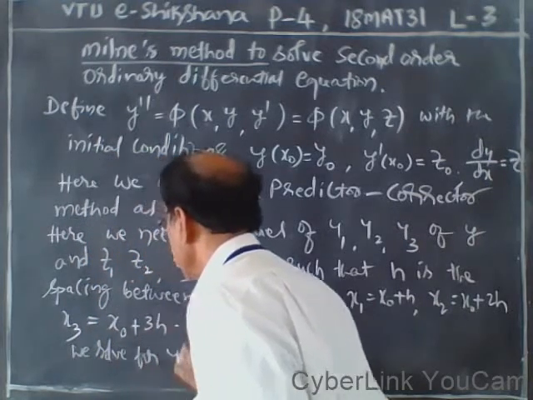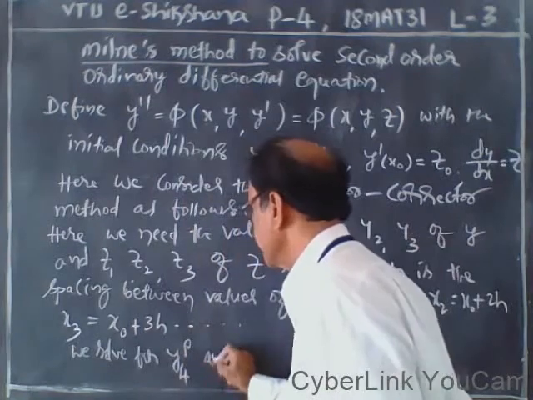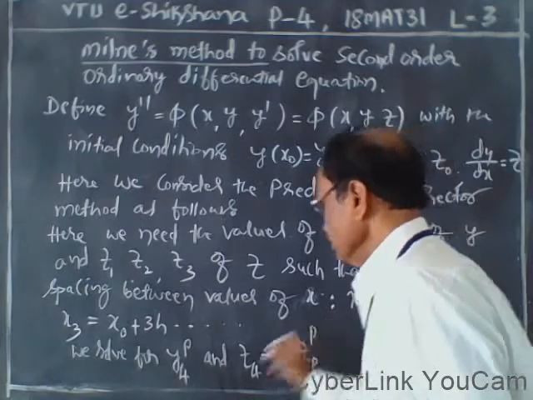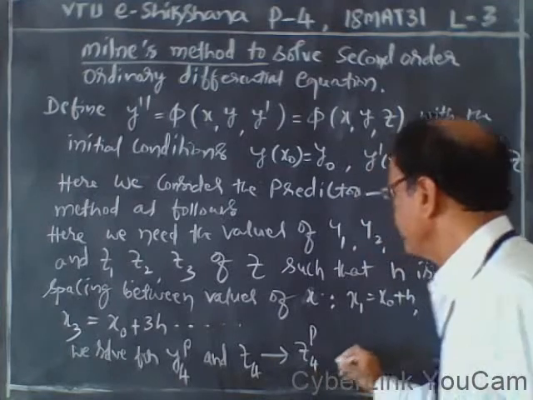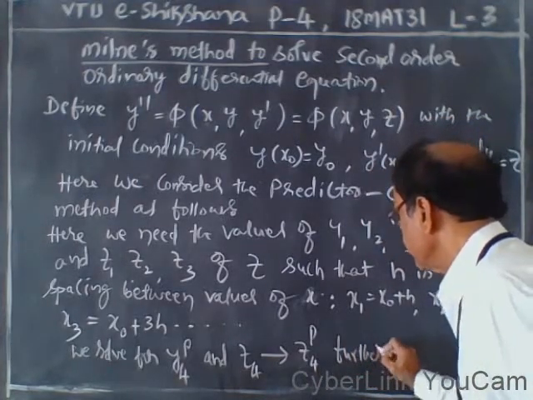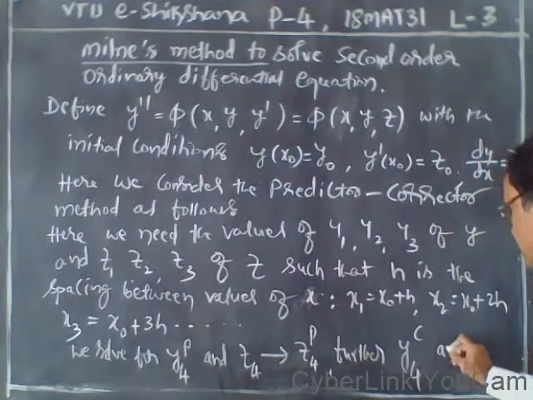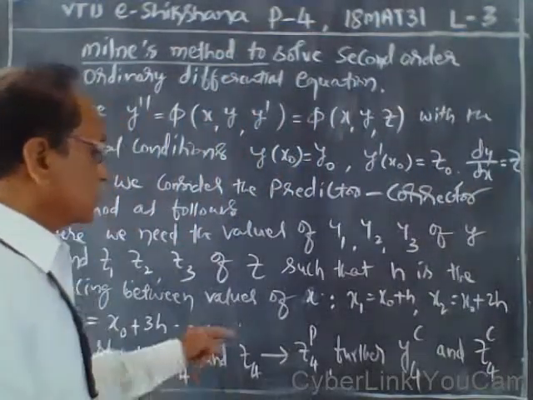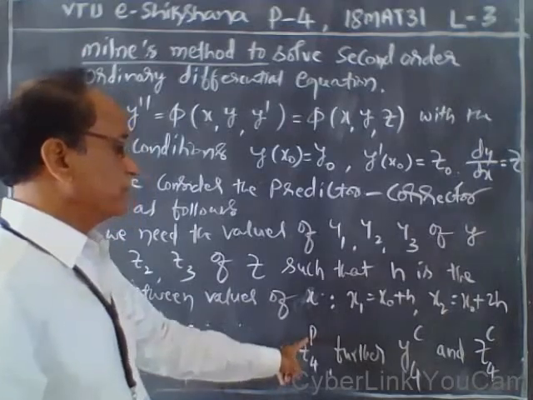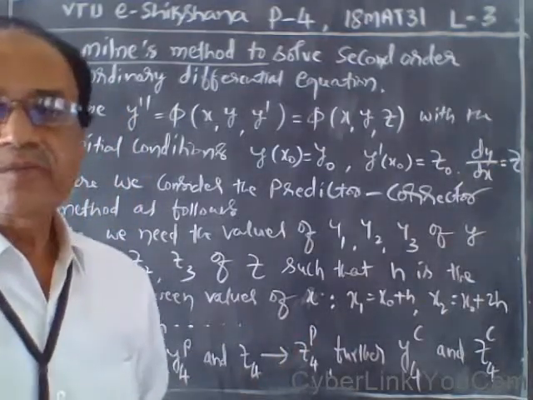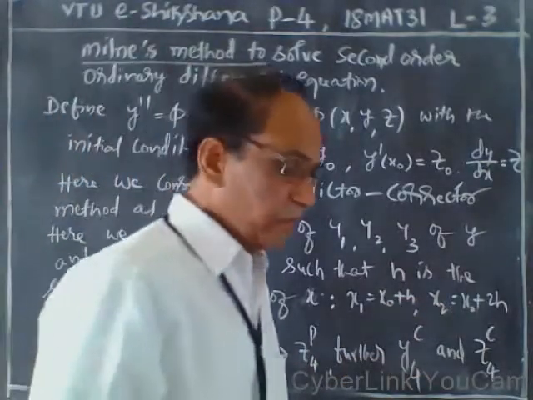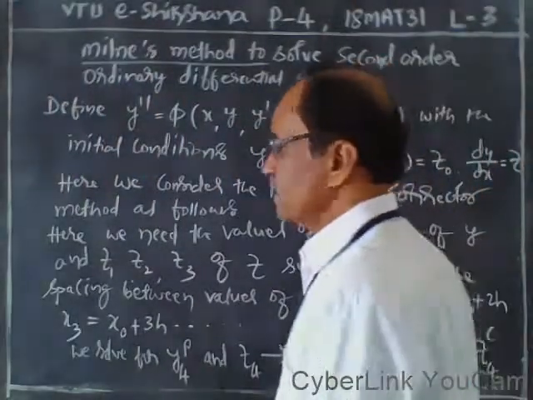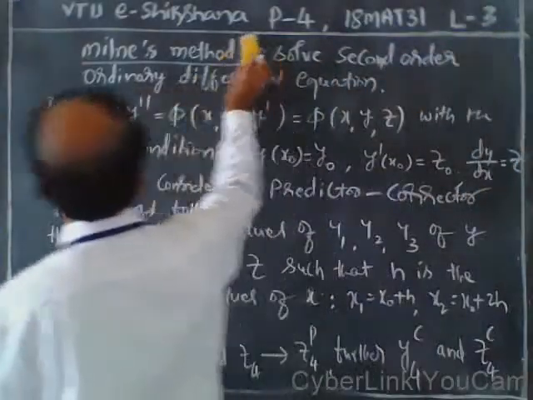We solve for y4p and z4p, that is called predicted value, and further y4c and z4c. These values, the top subscript p means predicted value, and c means corrected value. Here we follow certain working steps to solve the differential equation. Let us see how these working steps will be followed.